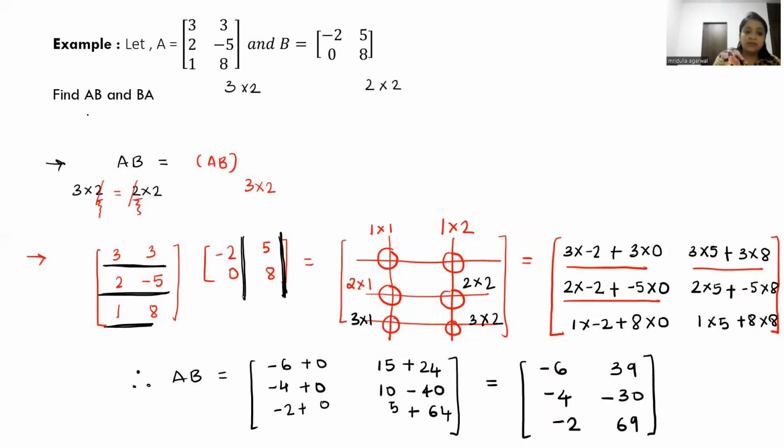So this was all about this. Now let me talk about the second, that is B into A. B is 2 cross 2 and A is 3 cross 2. Are the side-by-side numbers the same? No, the side-by-side numbers are not the same. That means this does not exist.